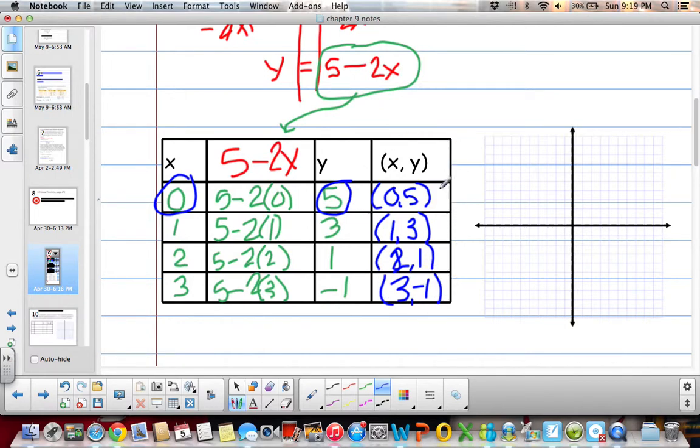Then we take our values, or our coordinates, and we come over to our graph and we graph them. So (0, 5), remember this is x, this is y. So we do x first, so 0, and then up 5, so 1, 2, 3, 4, 5. Here's our first point. Then we have (1, 3), so over 1, up 3, 1, 2, 3. Here's our next point. Over 2, up 1. And then (3, -1). So 1, 2, 3, down 1.